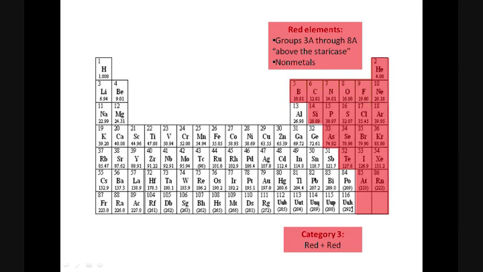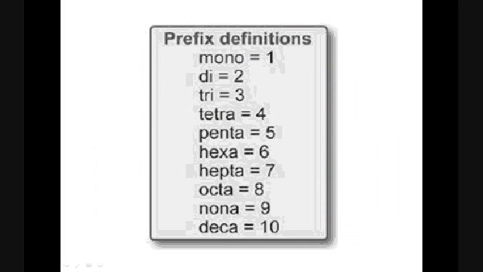Category 3 compounds are made of all nonmetals, so that's 2 red elements. Since the metals are the complicated elements on the periodic table, things get a lot simpler when they aren't there, when there are only nonmetals. In fact, Category 3 compounds don't use charges at all. To make things simpler, they use prefixes instead. Here's a list of the prefixes chemists use to name Category 3 compounds.